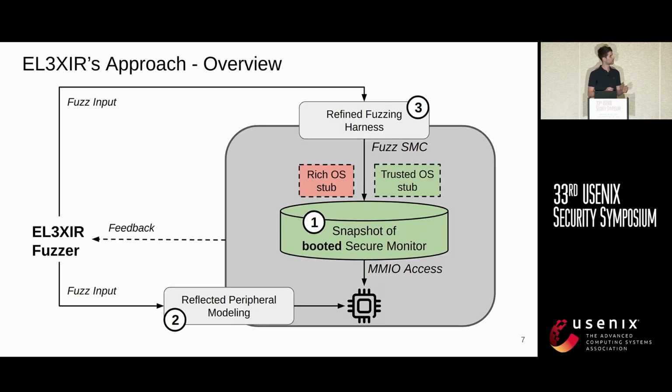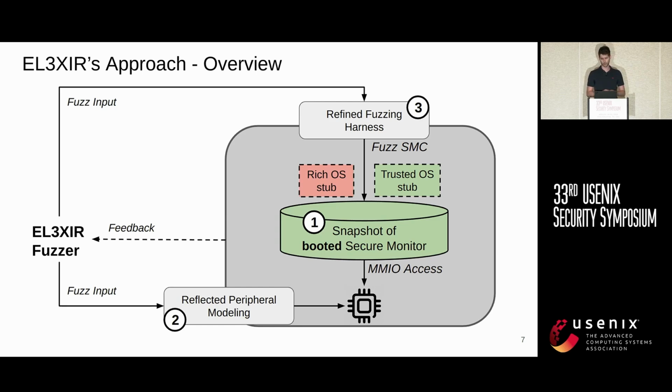And here you can see a summarized overview of our approach, which we called EL3XIR. At its core, EL3XIR uses fuzzing to automatically find bugs in a snapshot of a booted secure monitor that we run in an emulated environment. And for guiding you through our fuzzing pipeline, we marked the most interesting components here with numbers 1 to 3.